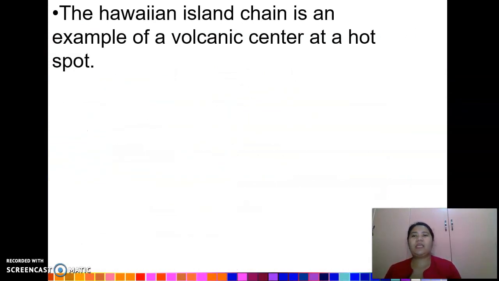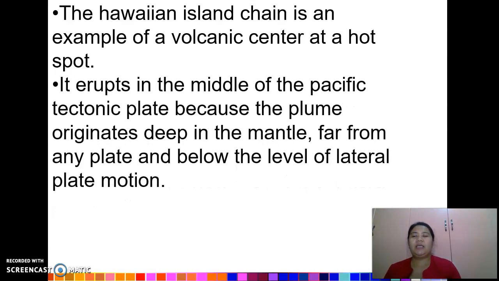The Hawaiian island chain is an example of a volcanic center at a hot spot. It erupts in the middle of the Pacific tectonic plate because the plume originates rather deep in the mantle, far from any plate and below the level of lateral plate motion. Which means in a hot spot, its position never changes, so it will continuously release magma in that particular area.